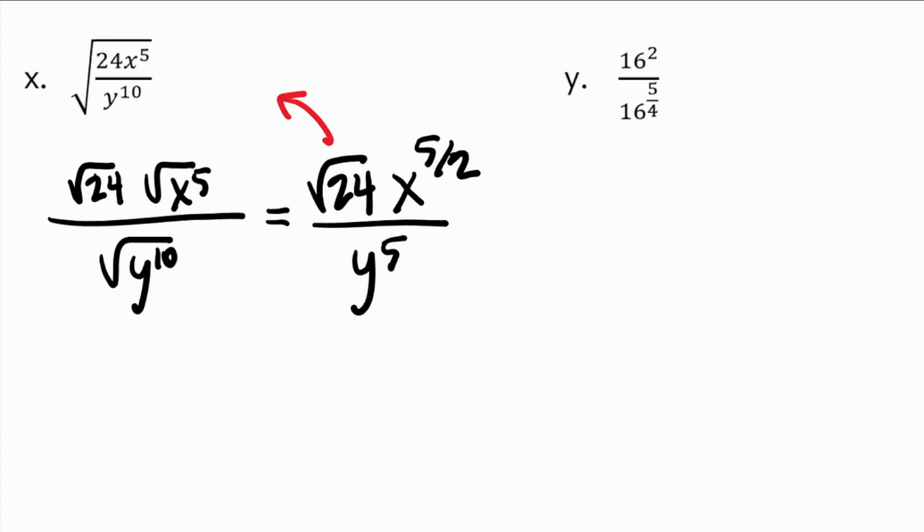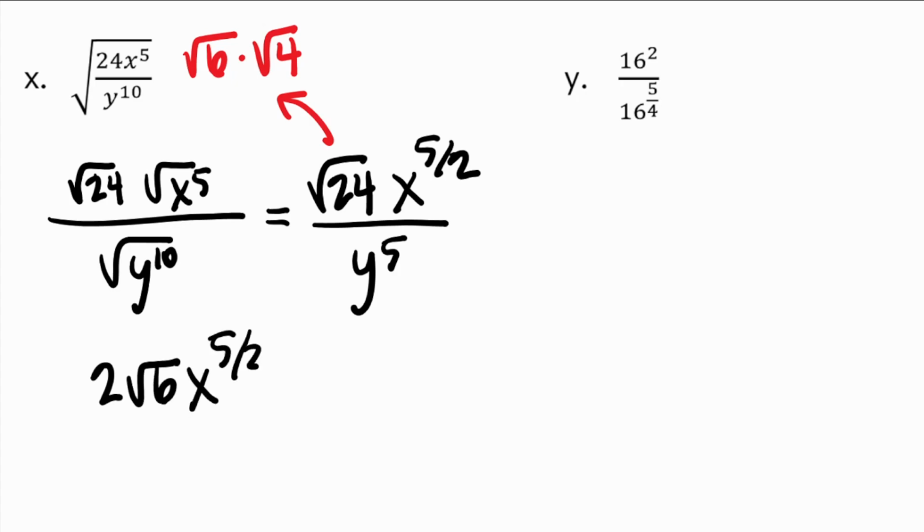Okay, so I got to think of numbers that divide 24 that are on my list of square numbers, like 1, 4, 9, 16, 25. 25 is obviously too big, so I think the only one I've got in there is 4. So I've got the square root of 6 times the square root of 4. The square root of 4 is the one I know, so that's 2 root 6. So I'm going to say that this is 2 root 6 x to the 5 halves over y to the 5.